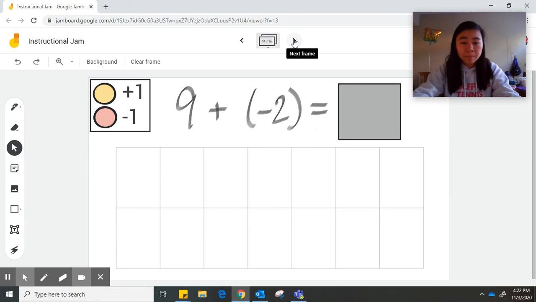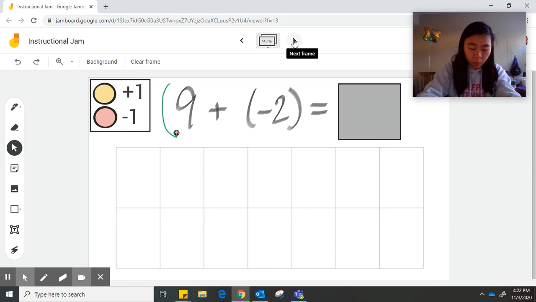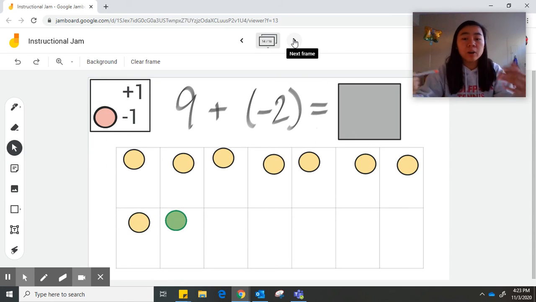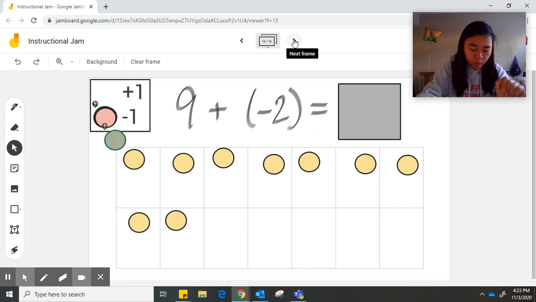Okay, 9 plus a -2. Same thing. Let's start with our first number before we do anything. Go ahead and start with your first number. 1, 2, 3, and we're using our positive yellow counters because that's what my key says. 1, 2, 3, 4, 5, 6, 7, 8, 9. Okay, and then we are adding 2 negative counters, right? We're adding a -2. So 1, 2.